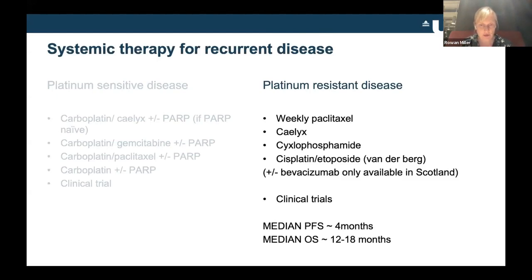For those with platinum resistant disease, I've listed the options here. None of them are particularly good. There is a small benefit of adding bevacizumab with certain chemotherapy regimes in this setting. It's available in Scotland in this setting, but not in England. But overall, the median progression-free survival for these patients is pretty abysmal. It's about 3 to 4 months, and the overall survival is about a year. So this is really an area with unmet need where we need to do further research.